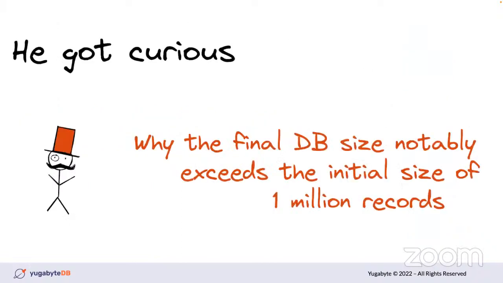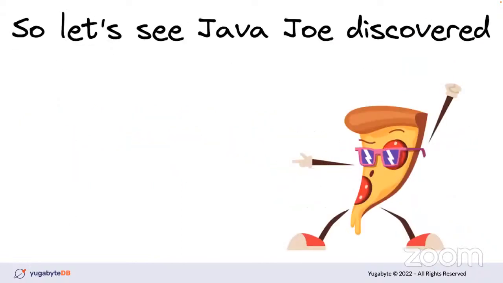So let's see what were the results of his investigation, what he discovered, and how that helped him to understand that GC belongs not only to the world of Java applications. When you run the Java application in runtime, the Java application can also generate garbage in other places by talking to your database.